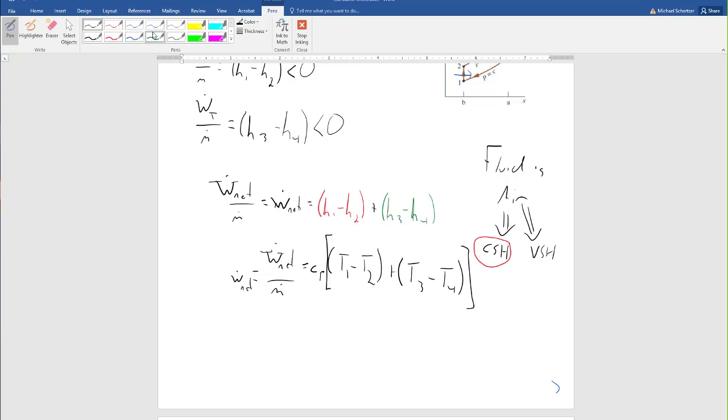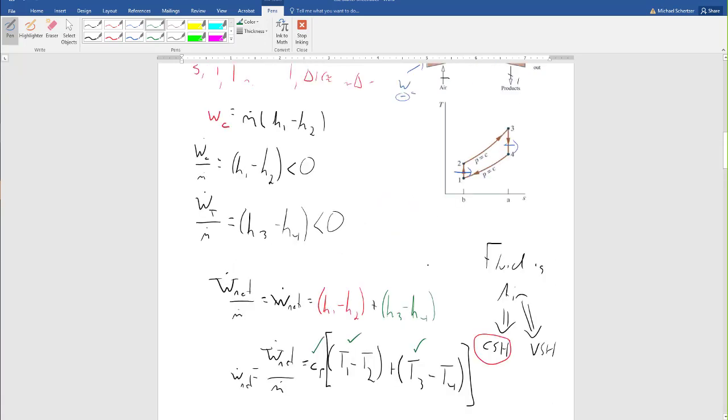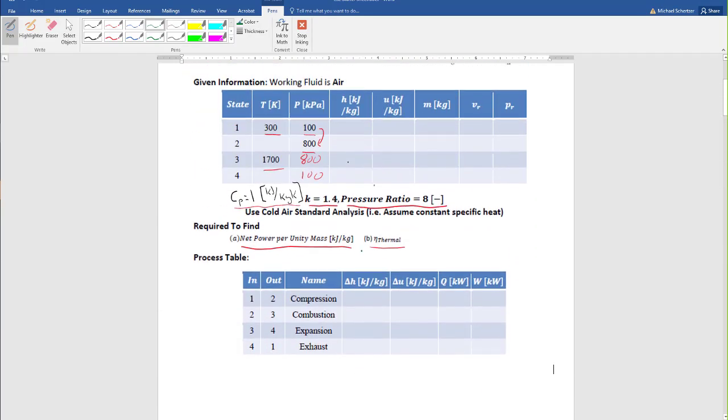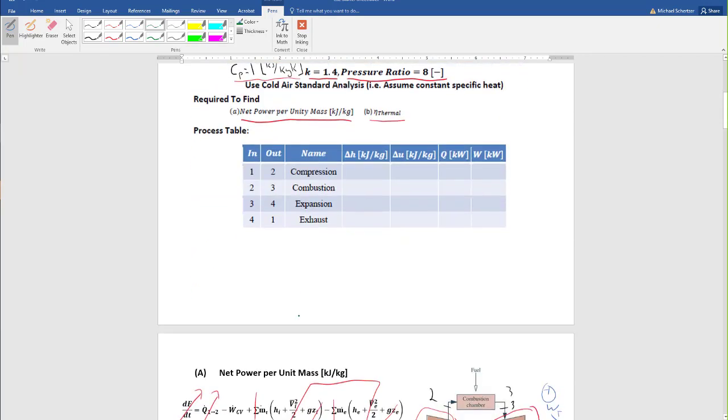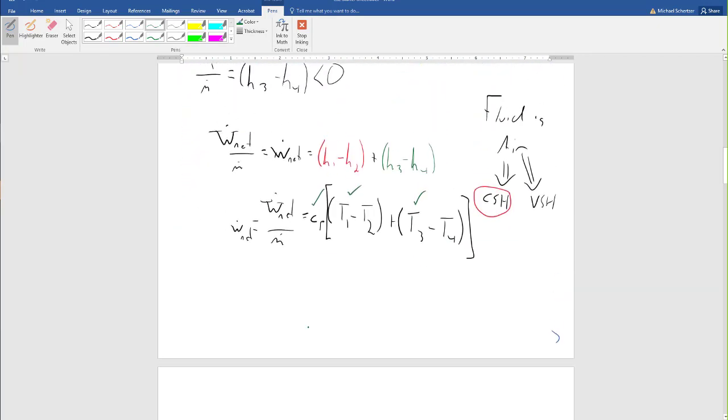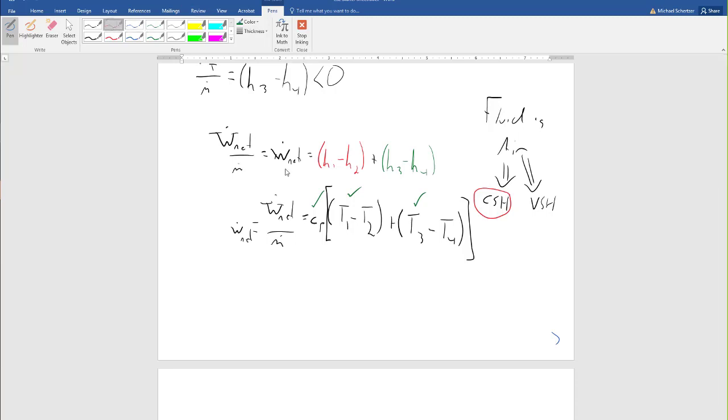Now the good news, I know Cp, and I believe I know the even numbered temperatures. Let's see if I know. I think I know T1 and T3, and I don't know the odd numbered temperatures, T4 and T2. So I've got a symbolic solution for part A. I don't have the ability to get numbers yet because I don't have those numbers.